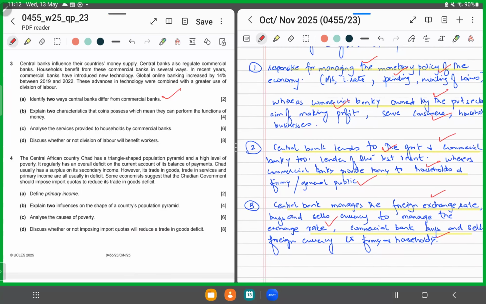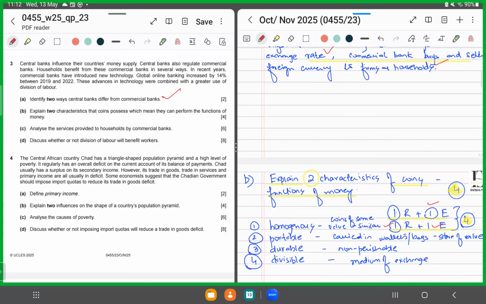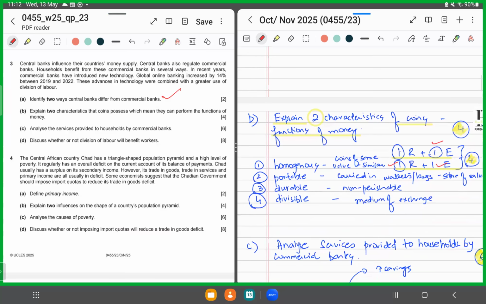Moving forward, part B. Part B is an explain question. Now, it's a 4-mark question. We know in order to answer a question with the keyword of explain, we need to provide one reason, give an explanation, and you'll get 2 marks. And the second reason and a corresponding explanation, and you'll get full 4 marks. Now, we need to provide 2 characteristics of coins that enable the coins to serve as functions of money.